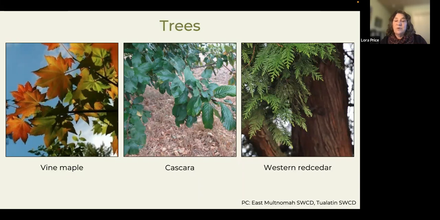And then, of course, on the right, you can see the Western red cedar, which can get quite large, but it's a wonderful tree, and it has a lot of habitat value. In fact, if you have the room, you should try to include some conifer tree. They're really important for the winter shelter, and of course, they have the cones that are also another food source.